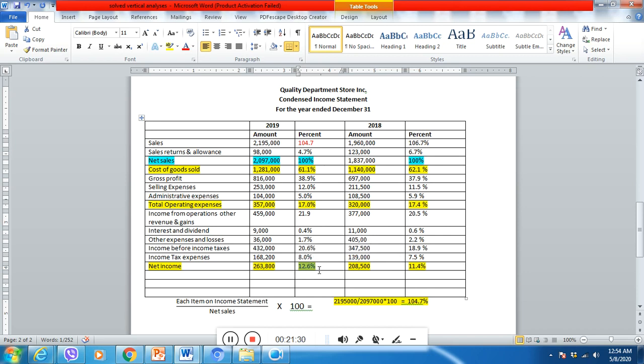Do not worry, even in the exam the question will come on vertical analysis of the income statement. Keep in mind these three changes. For your convenience I say these three changes.